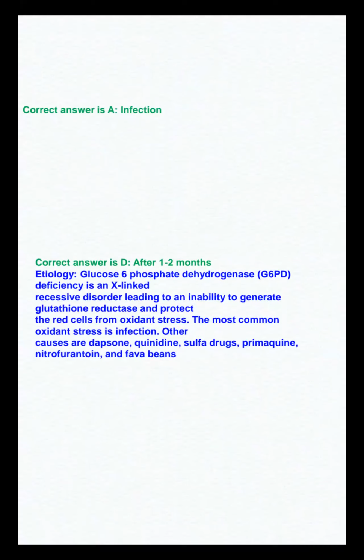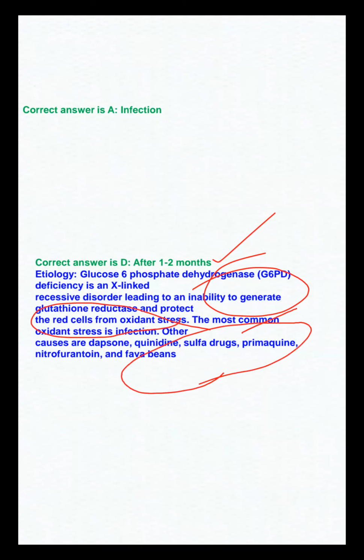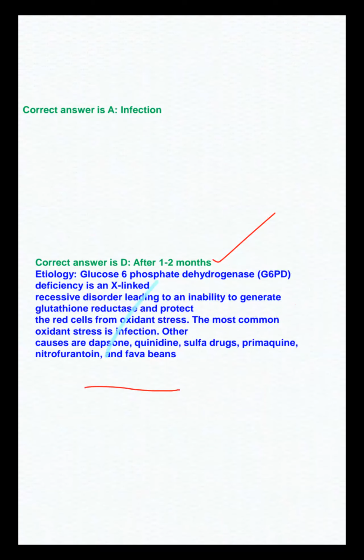So after 1 to 2 months, you see, glucose-6-phosphate dehydrogenase deficiency is an X-linked recessive disorder leading to inability to generate glutathione reductase and protect the red cell from oxidant stress. The most common trigger is infection, and other causes are dapsone, sulfur drugs, and nitrofurantoin. But the strongest potential trigger is infection.